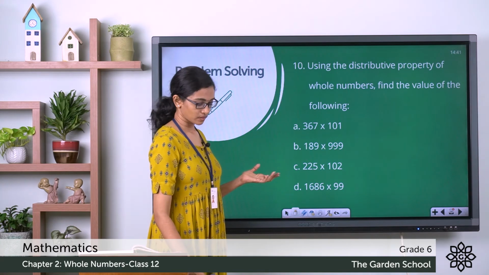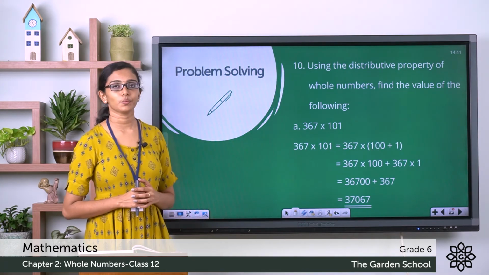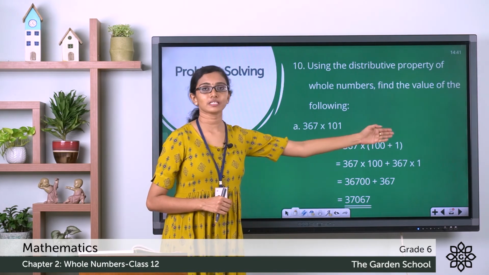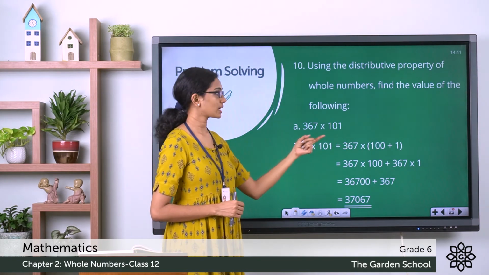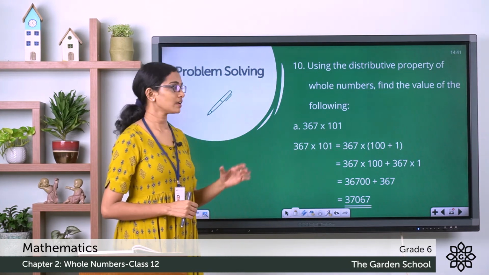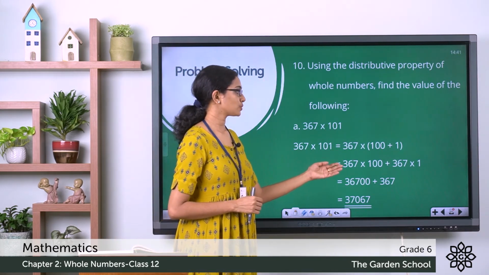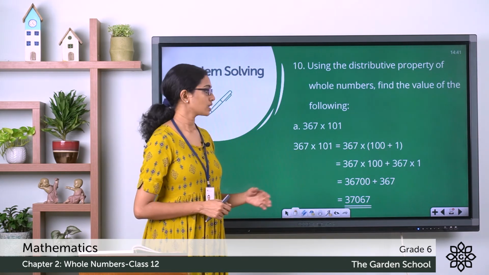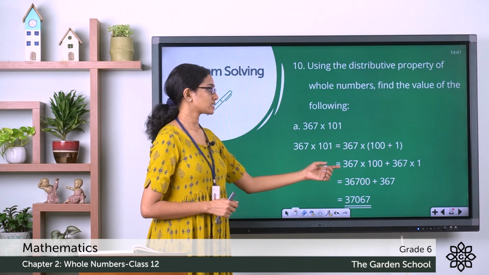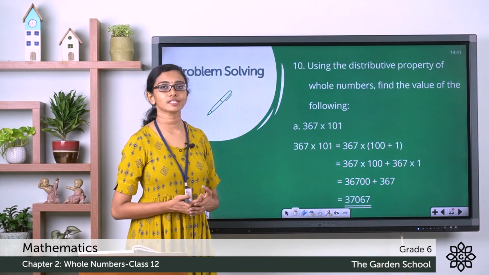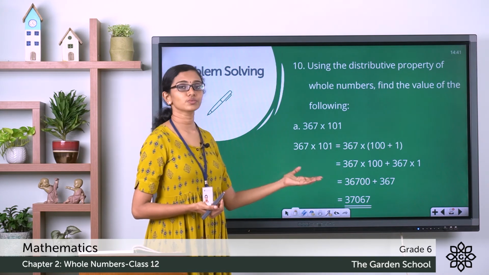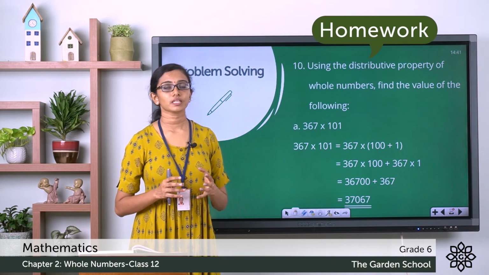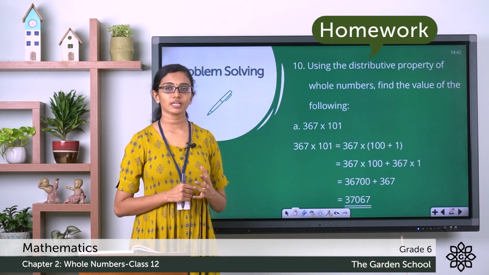So the first one, 367 into 101. So that we can rewrite as 367 into 100 plus 1. We have split the 101 as 100 plus 1. Now let's solve this easily. This becomes equal to 367 into 100 plus 367 into 1, which is equal to 36,700 plus 367, which is equal to 37,067. So in the same way, try solving the rest of the questions under question number 10.